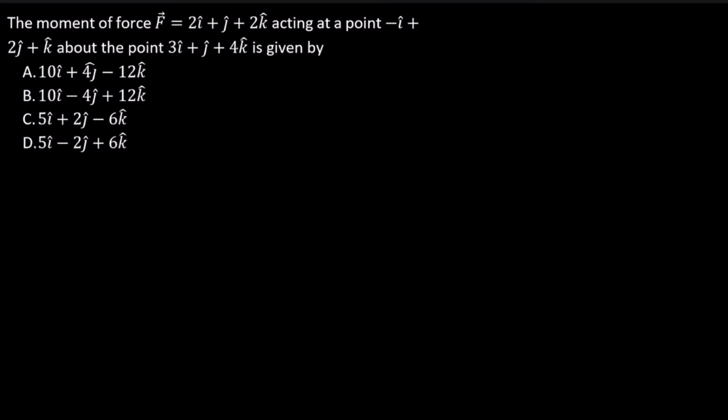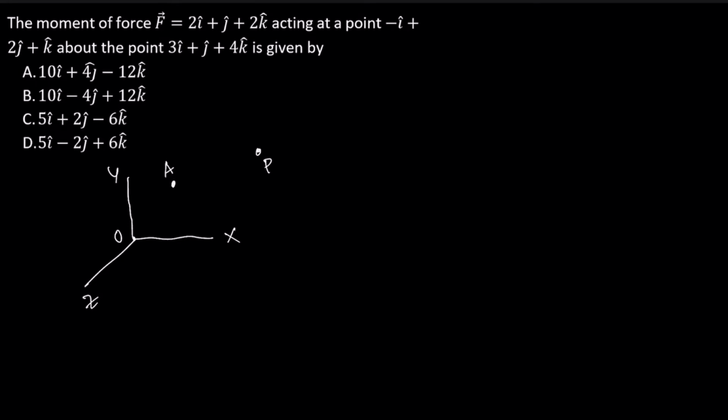In this problem, we're asked to find the moment of a force acting at a point about some other point. So we all know moment of force is another name for torque due to a force. So let's draw a small diagram to understand what is going on. If we take the coordinate axes x, y, and z, there is a point A here about which we want to calculate the torque due to a force. The force is acting at some other point P here.